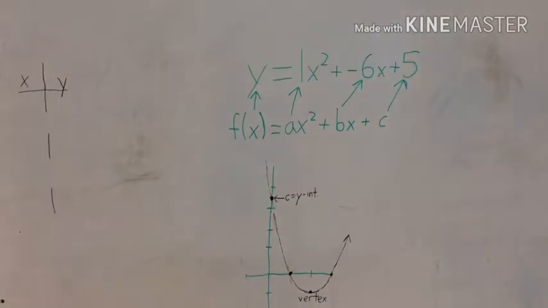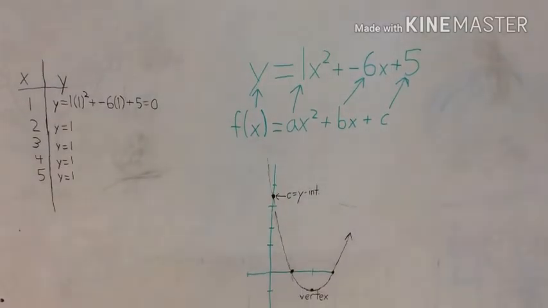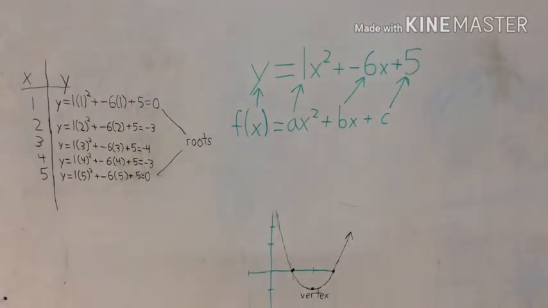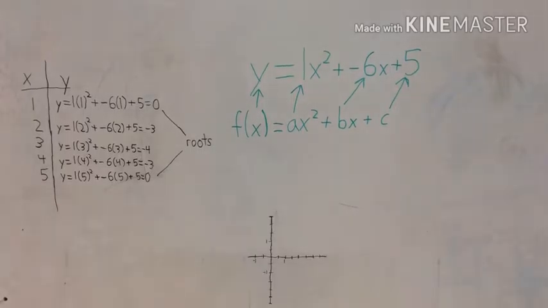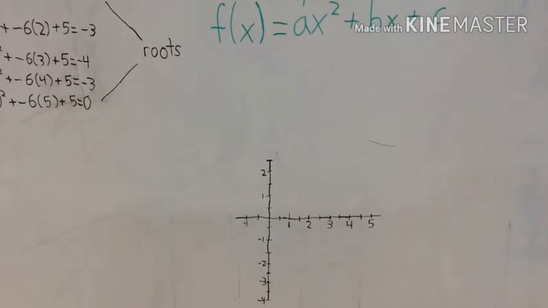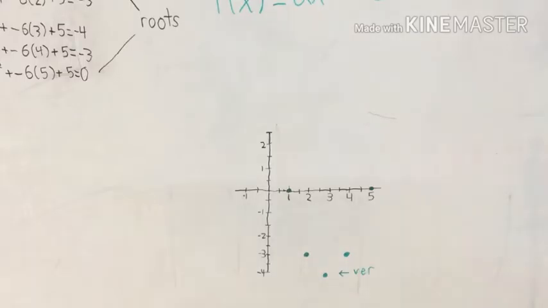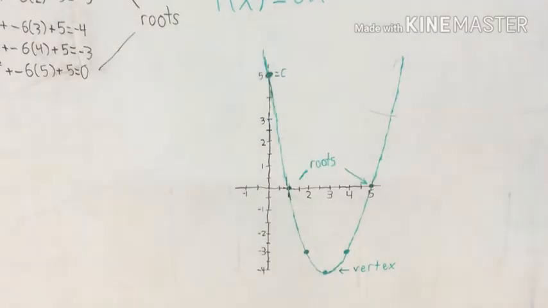To solve this equation, we must first make a t-chart. If x equals 1, y equals 0. If x equals 2, y equals negative 3, and so on. If we plot all these points on a graph, then we now have our parabola. The vertex is 3, negative 4, and c is at 5, just as our equation told us.